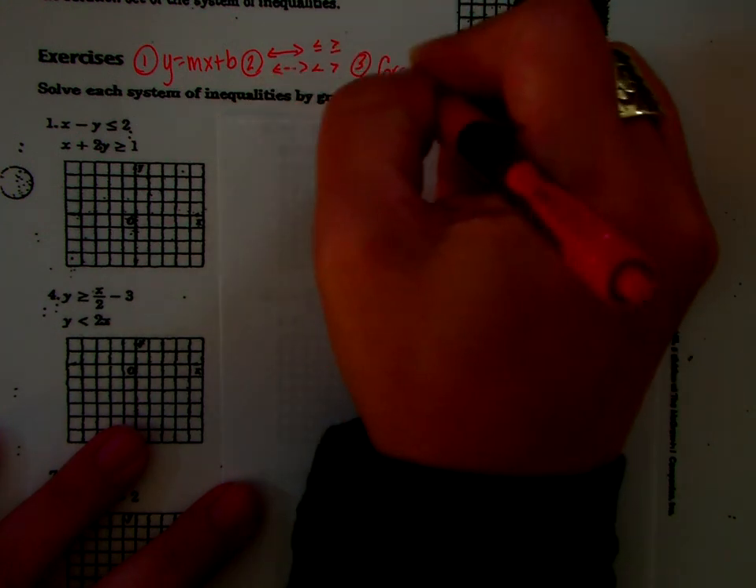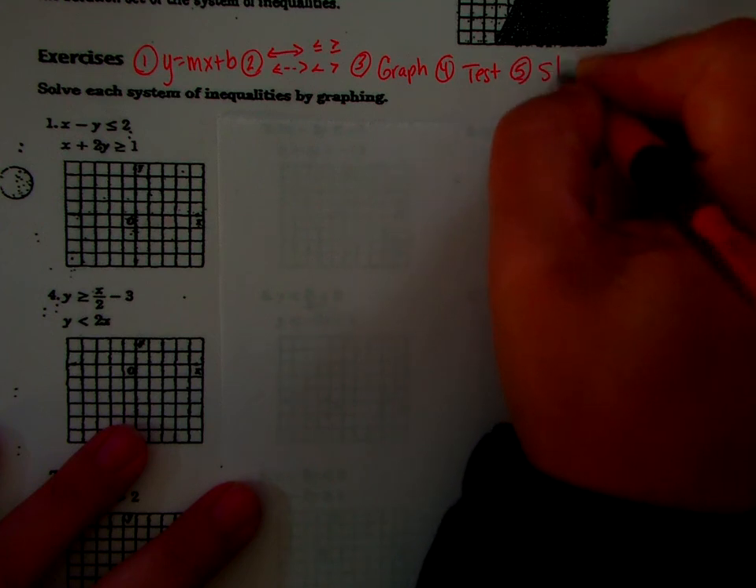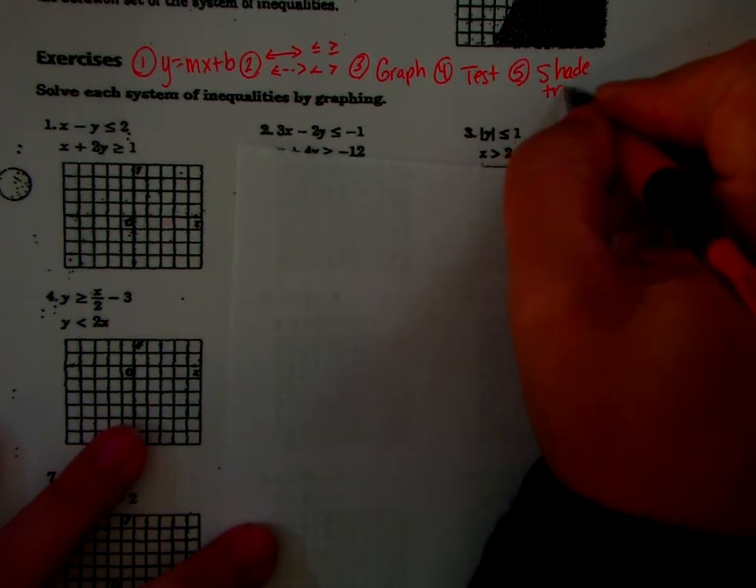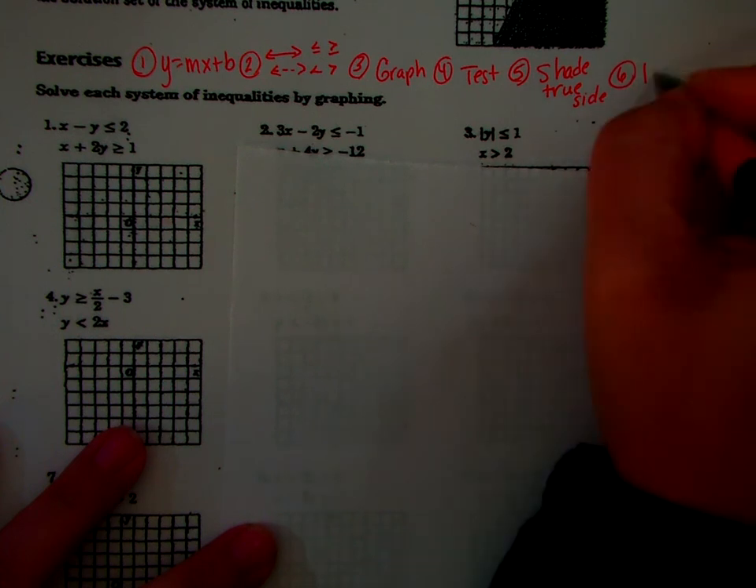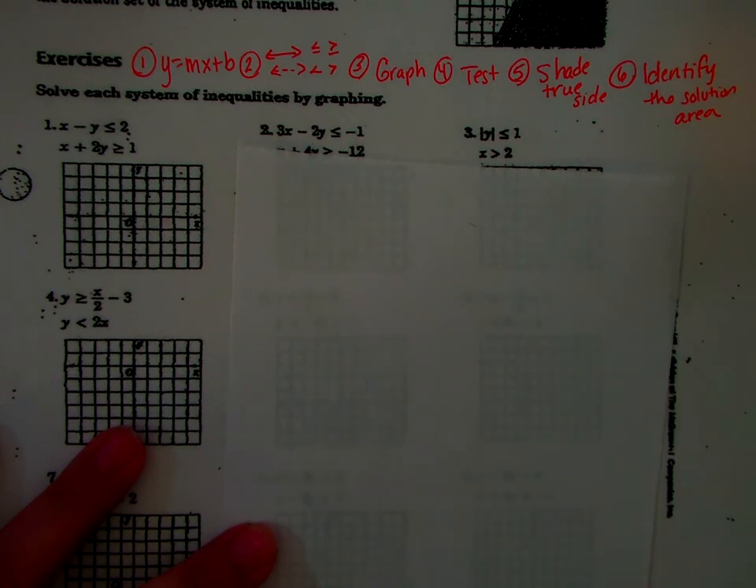You're going to graph it. You're still going to test a point. You're going to shade the true side. But now we have a step 6. Now you have to identify the solution area. Okay, so we have 6 steps.